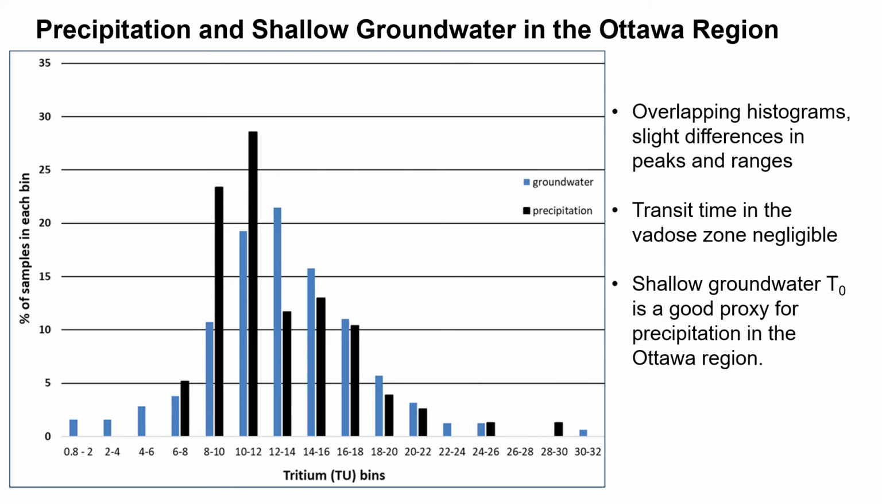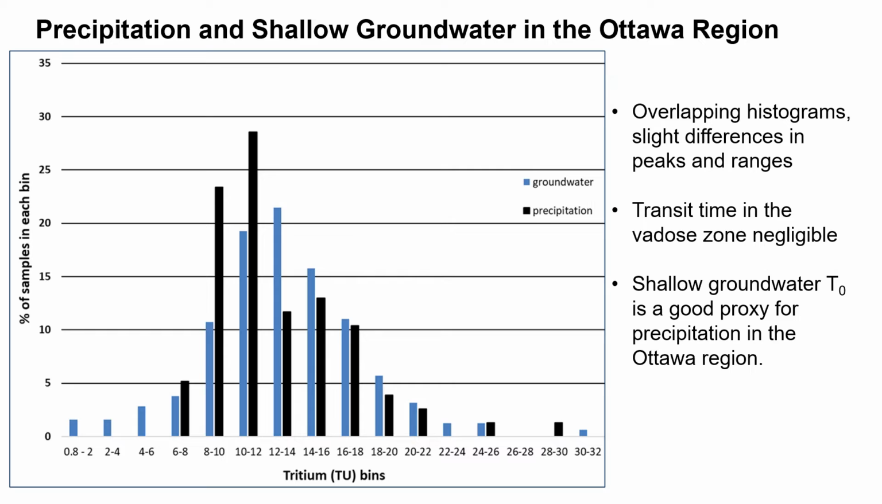So here we're comparing tritium trends in Ottawa precipitation data from the GNIP station again against the shallow groundwater data for the same region over the same time period. So groundwater data are shown in blue and precipitation in black. And what we see are overlapping histograms that differ really narrowly in peaks and ranges.